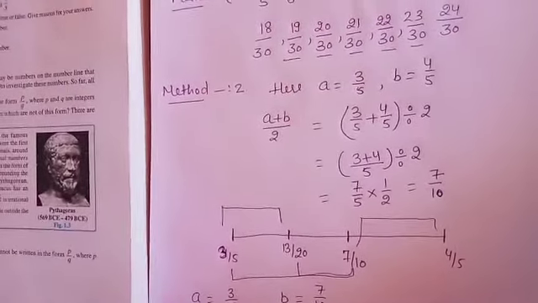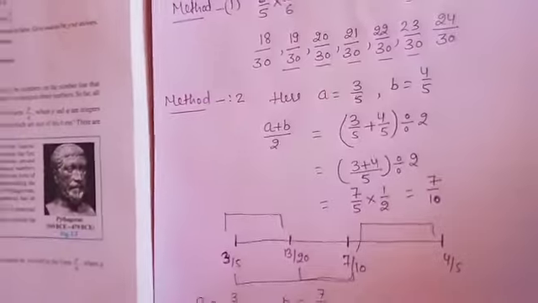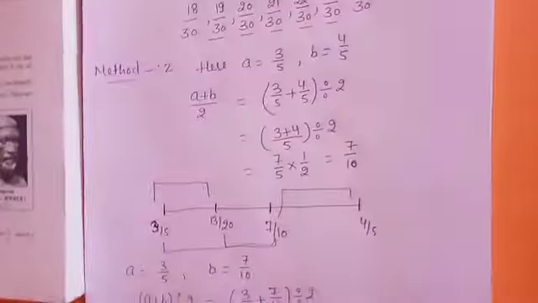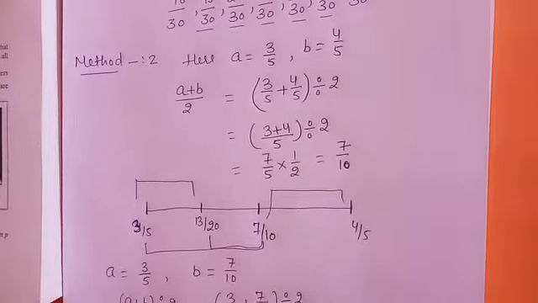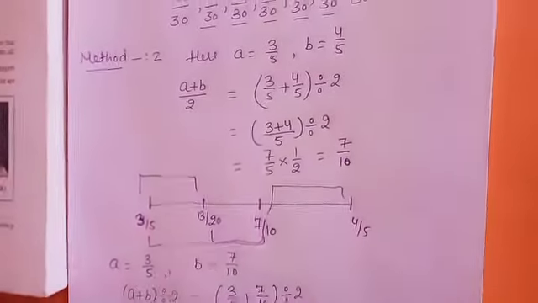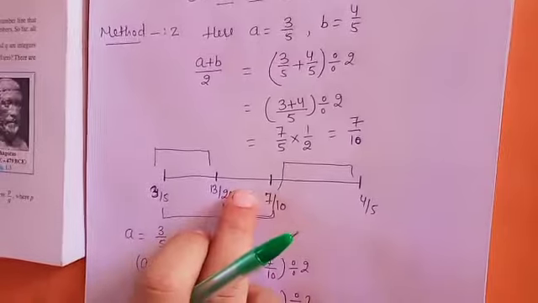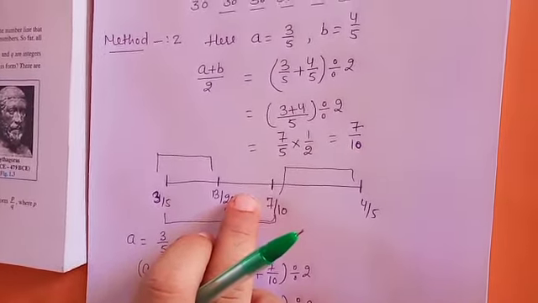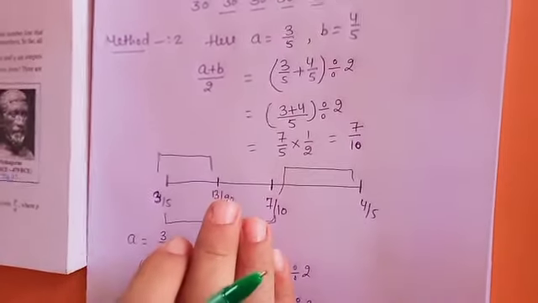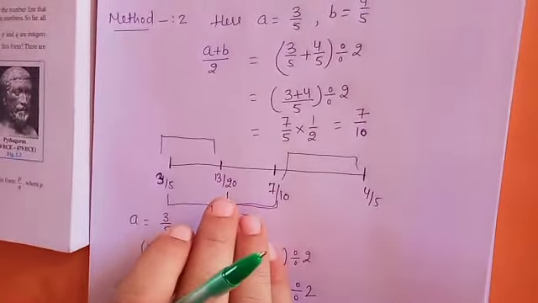Question number 4: state whether the following statements are true or false, give reason for your answer. Every natural number is a whole number. You can tell what's your answer, yes or no? Yes. Why? Natural numbers start from 1 and end with infinity. Whole numbers start with 0 and end with infinity. It means all natural numbers are included in whole numbers.